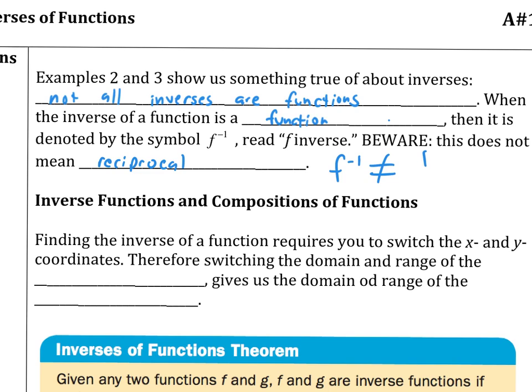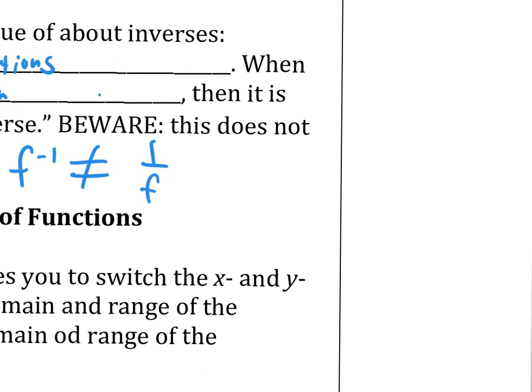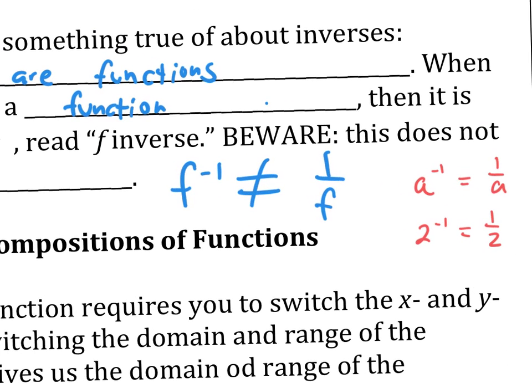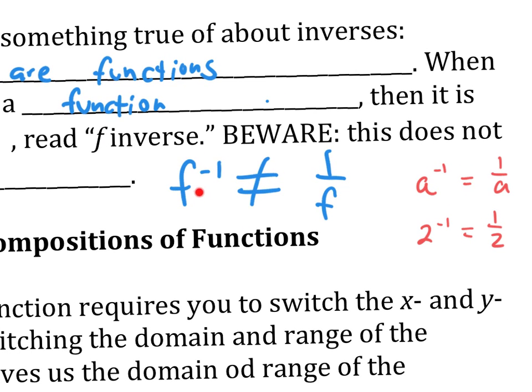So it does not mean 1 over f. Don't take the whole function and just flip it upside down, okay? That is true in this case: if a is simply a number, then this means 1 over a. So for example, 2 to the -1 means 1 over 2. It does mean inverse, but in the sense of invert it, turn it upside down. In this context, it doesn't mean turn upside down, but rather it means to undo, go backwards in a sense.